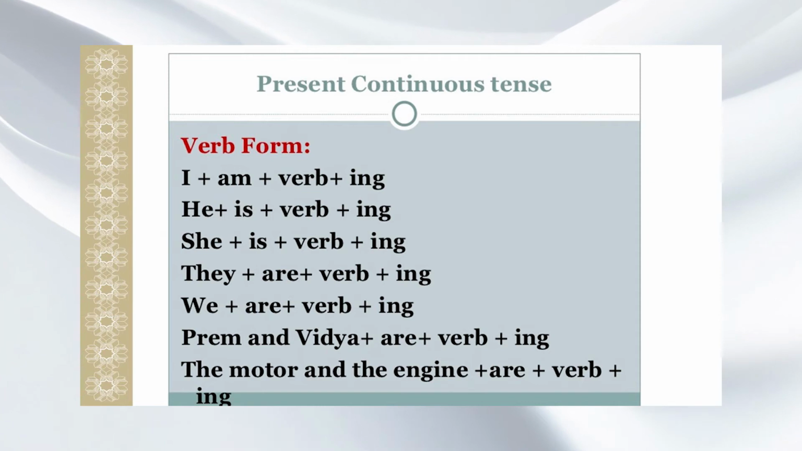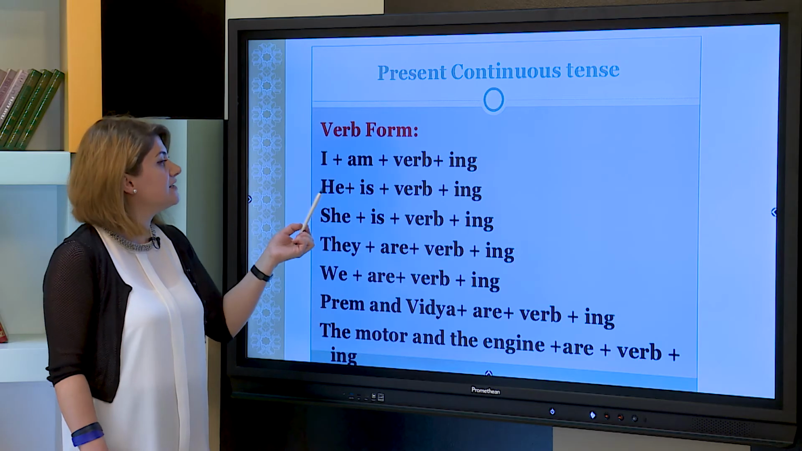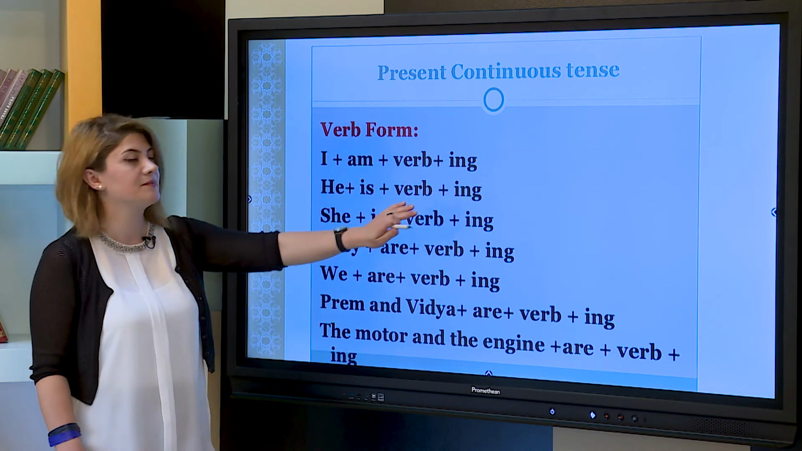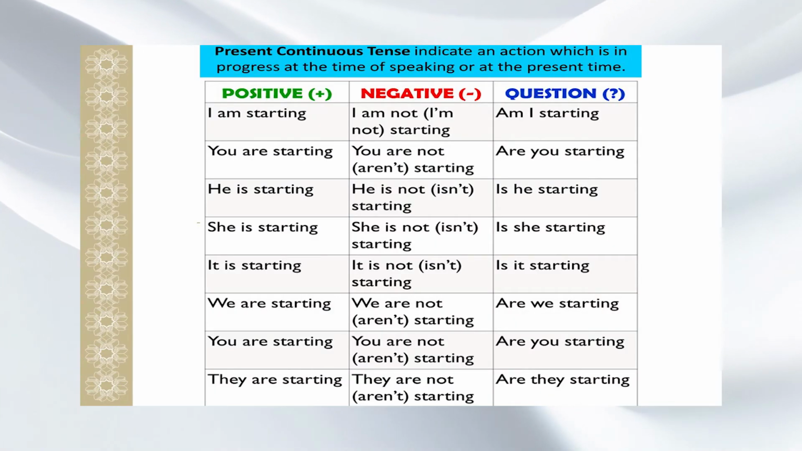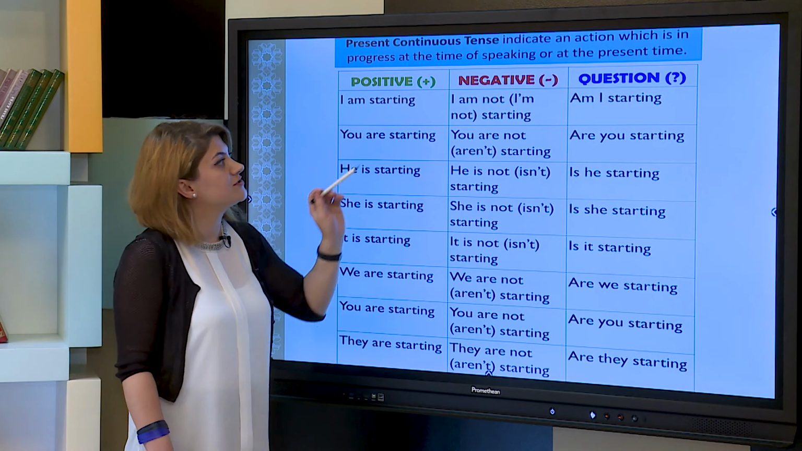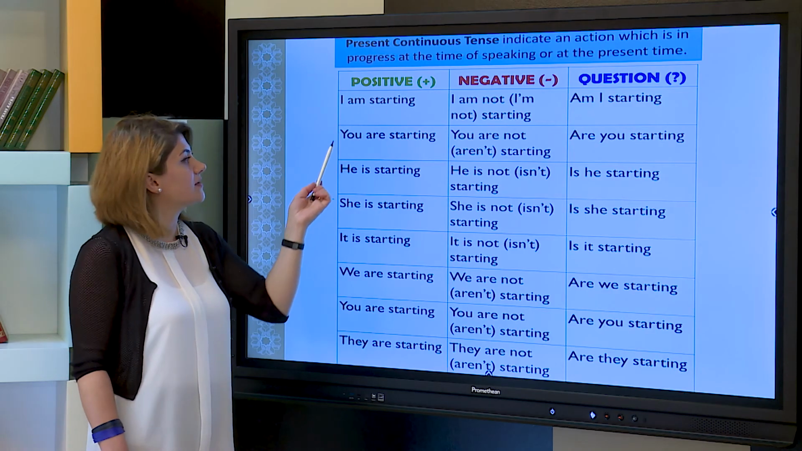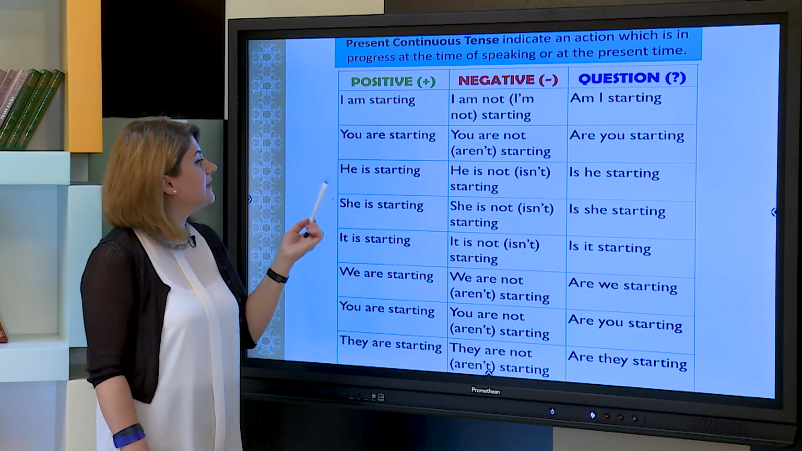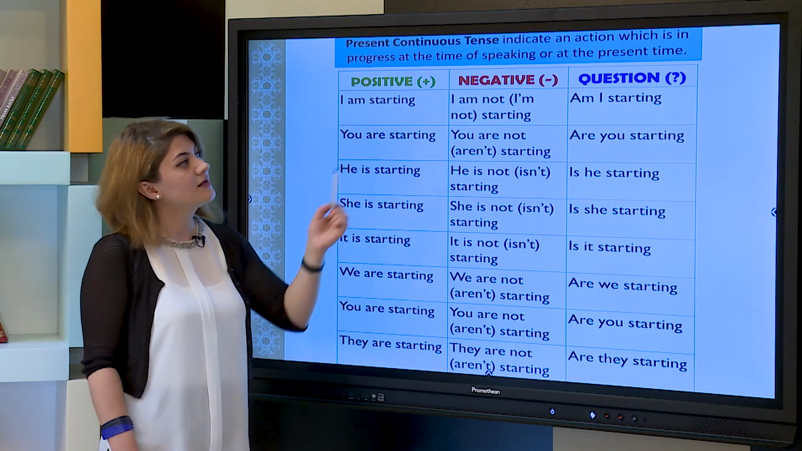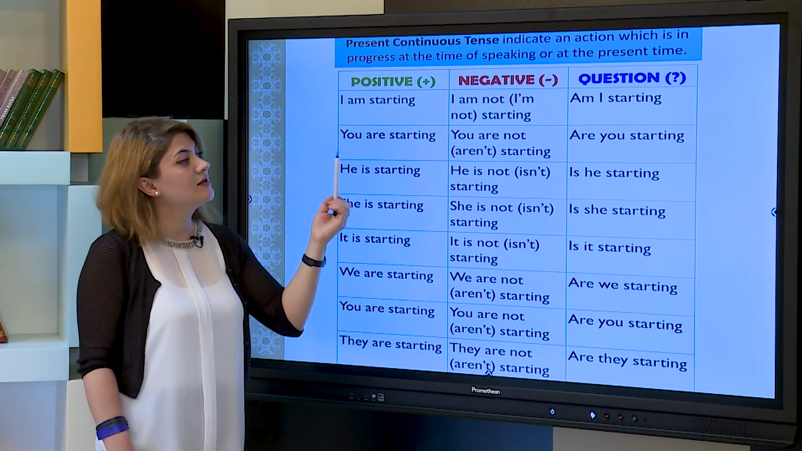And now how we form the present continuous tense. First we use the subject, then auxiliary verb, then main verb, then ing. He is, verb and ing, and others. There are the positive, negative and question forms of present continuous. In the positive form we use I am starting. In the negative form we put not after the auxiliary verb. For example, I'm not starting. It's a short form, of course. You are starting, you are not starting. He is starting, he is not starting. And the question or interrogative form: am I starting? Are you starting? Is he starting?